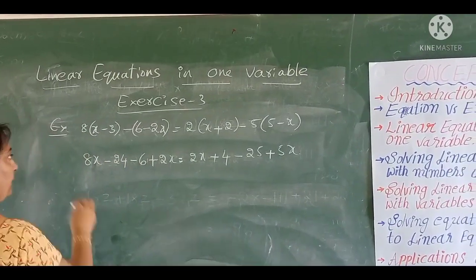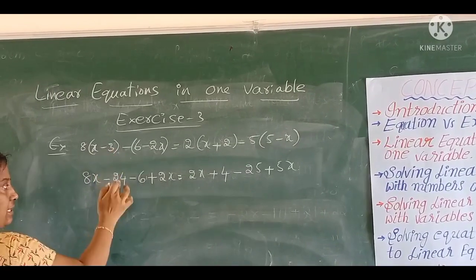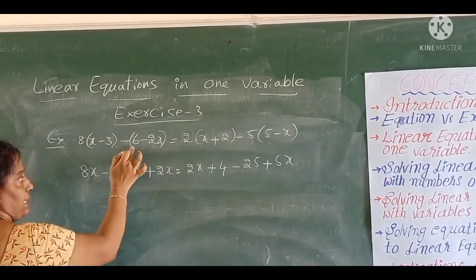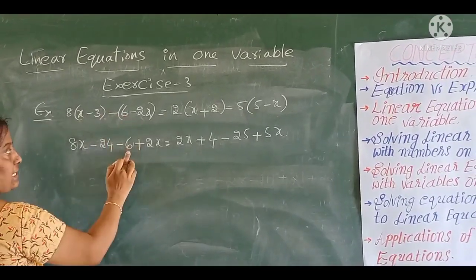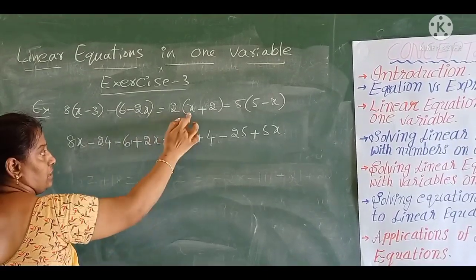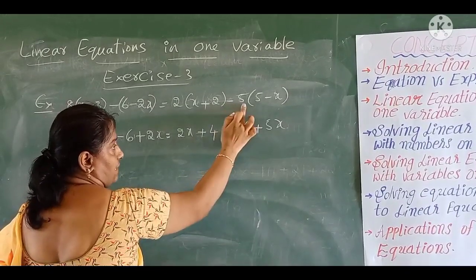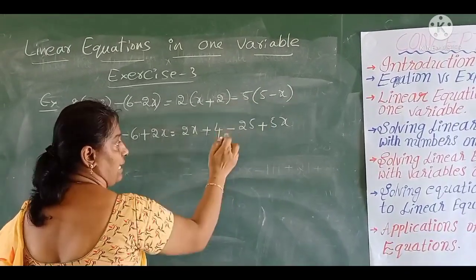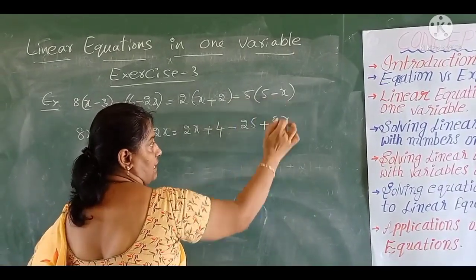Once again I am telling: 8 into x, 8x; 8 into 3, 8 threes are 24. There is no number before the bracket, only a negative sign. So minus into 6, minus into minus plus 2x is equal to 2 into x, 2x; 2 twos are 4. Minus 5 is there, so minus 5 into 5, 5 fives are 25, minus is there. So minus into minus plus 5 into x, 5x.